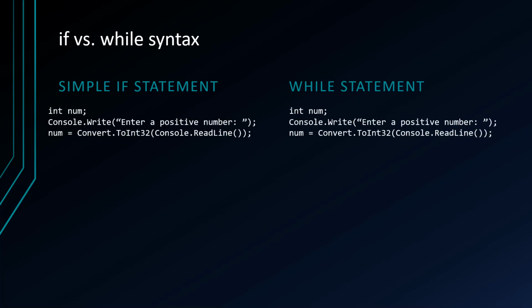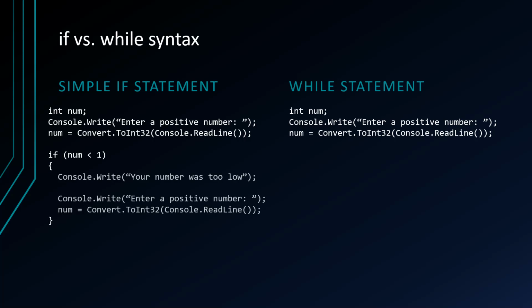Now imagine I've created this program where I have an integer called num, and I'm going to ask the user for a positive number. Pretty straightforward here. Enter a positive number, num equals convert.toInt. So whatever they typed in, that's great. Now on the left-hand side, in the simple if statement, I'm going to say, well, what if they didn't enter a positive number? If the number was less than 1, then I'm going to give them another chance. I'm going to say, your number was too low. Enter a positive number again, please, and read that number in. And then it will continue on with the rest of the program.